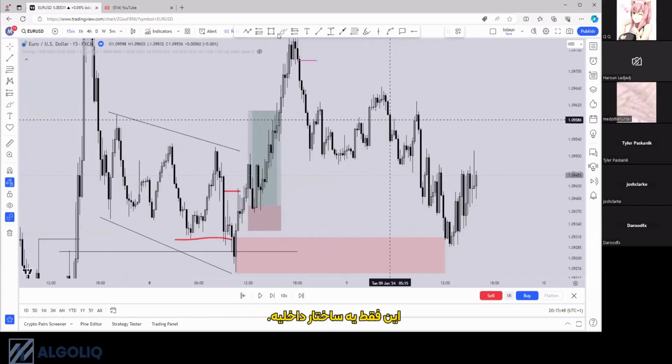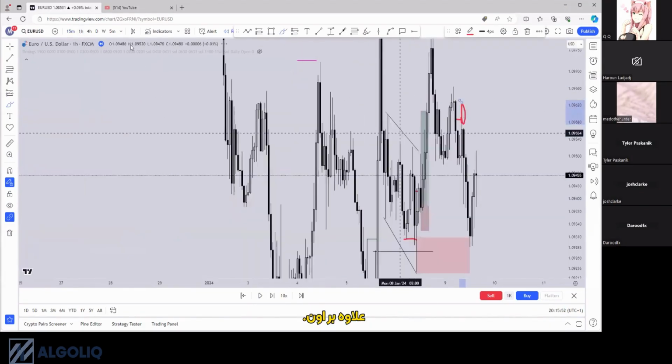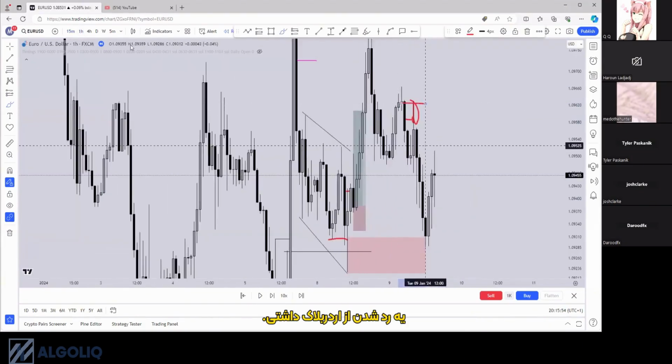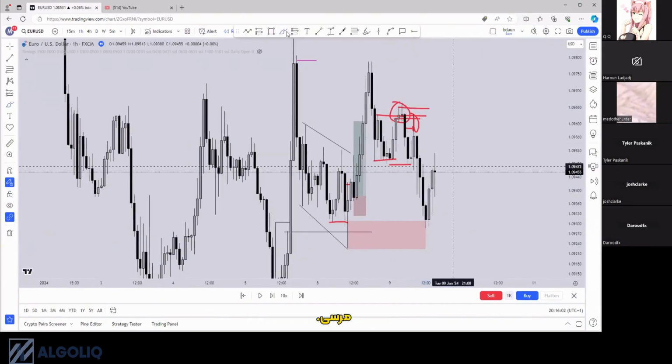This would just be some internal structure, first sweep, double sweep. Additional to that, you had OB rejection, and all is efficient internally. And this is also MSU POI.